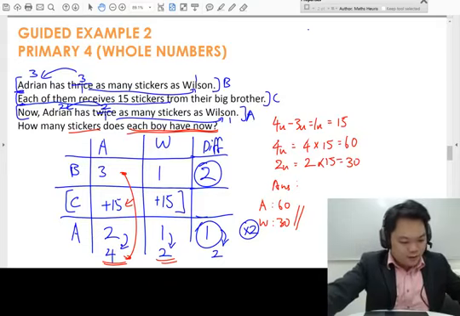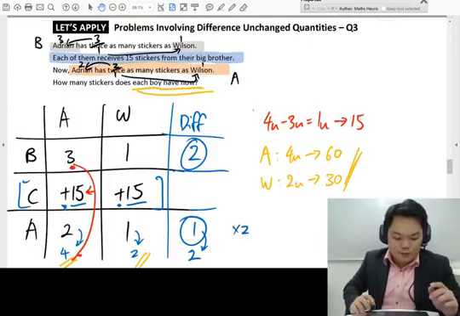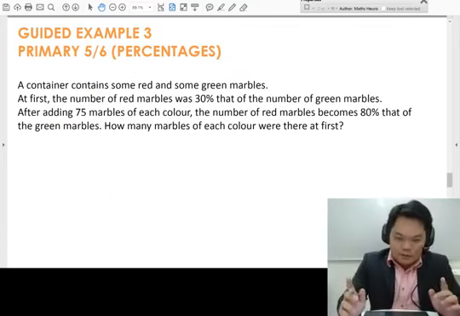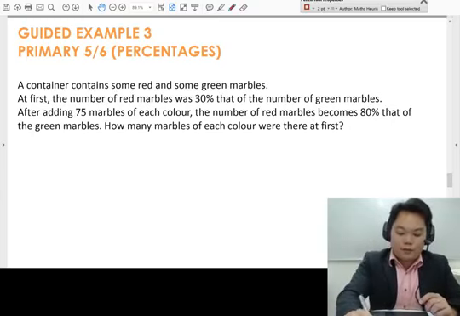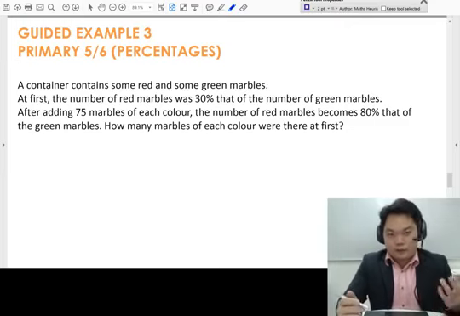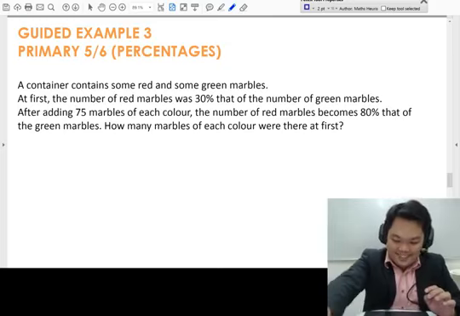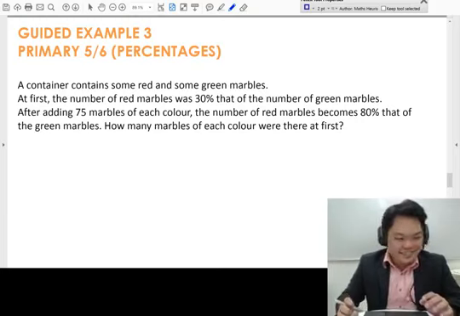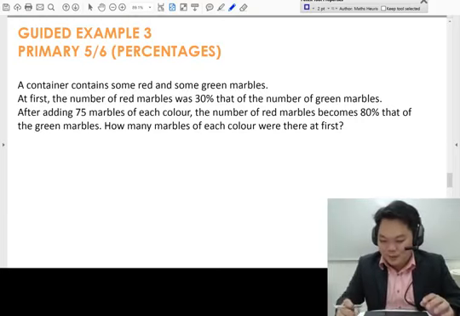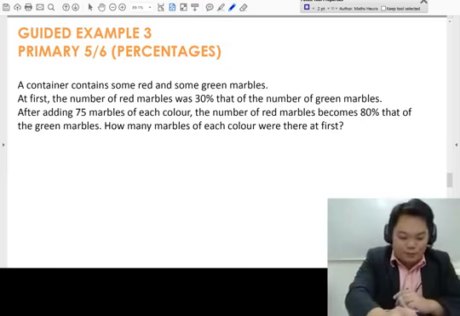Okay? So, now that everyone is more or less attuned, let me move on to something slightly more difficult. Example 3 on percentages. So this will be for primary 5 or primary 6. Primary 5 has not learned it yet, but don't worry. Okay? Well, how come all of you give me the ha-has here? Okay, anyway. So let's move on to example 3 on percentages.